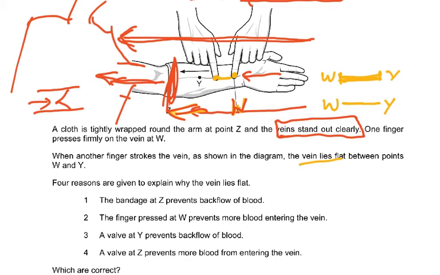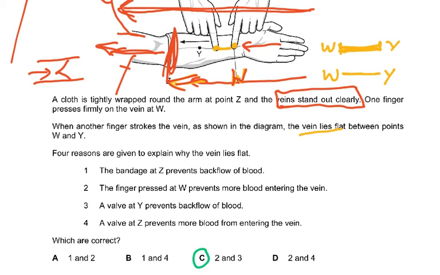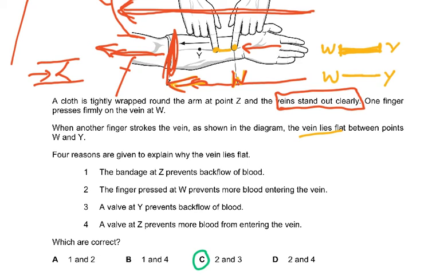You see, it can't come back, so there is no back pressure. There is no back, so it prevents backflow of blood. So it's not that the valve just closes, so it doesn't allow it to come back. It is just a natural thing. It's not something which you're doing. So 2 and 3 were correct.